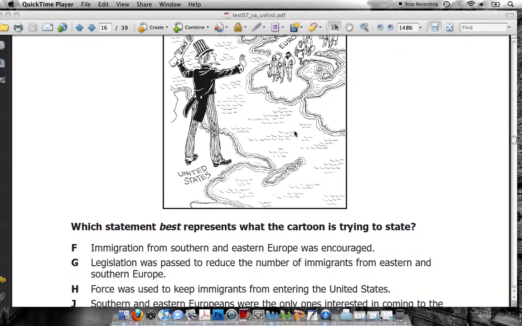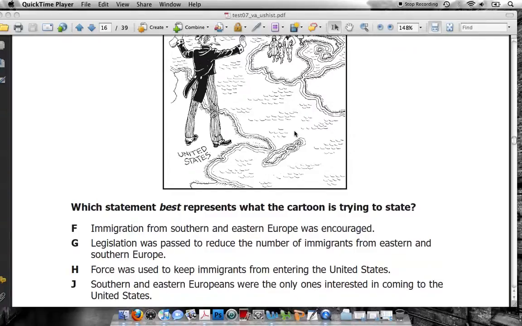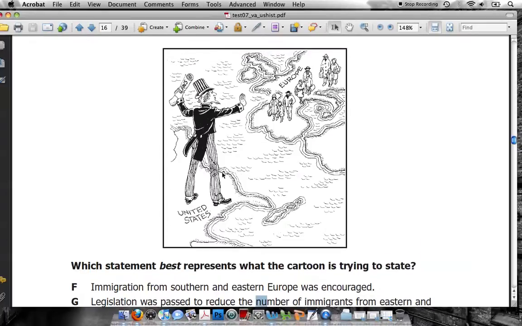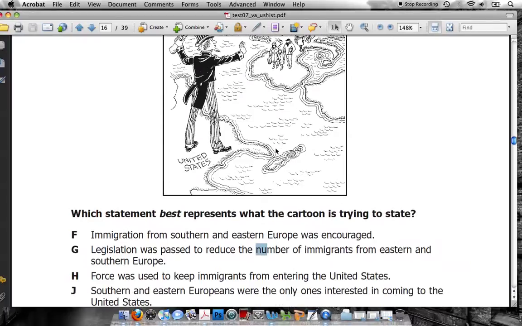Let's look down and see what our answer choices are. F. Immigration from Southern and Eastern Europe is encouraged. Well, we can see looking at this image that Uncle Sam is saying no. So encouraged would mean come on over. We know it's not answer F. G. Legislation was passed to reduce the number of immigrants from Eastern and Southern Europe. We know that laws were passed and Uncle Sam's trying to stop somebody. That might be the right choice.